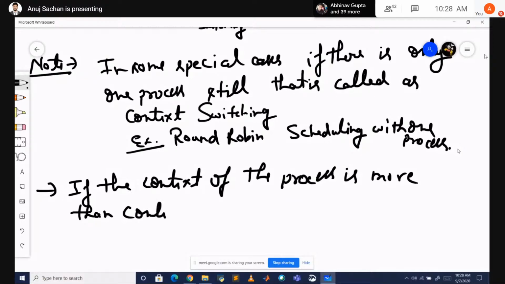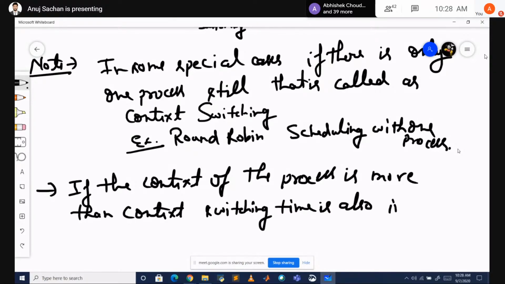Then context switching increase undesirable.